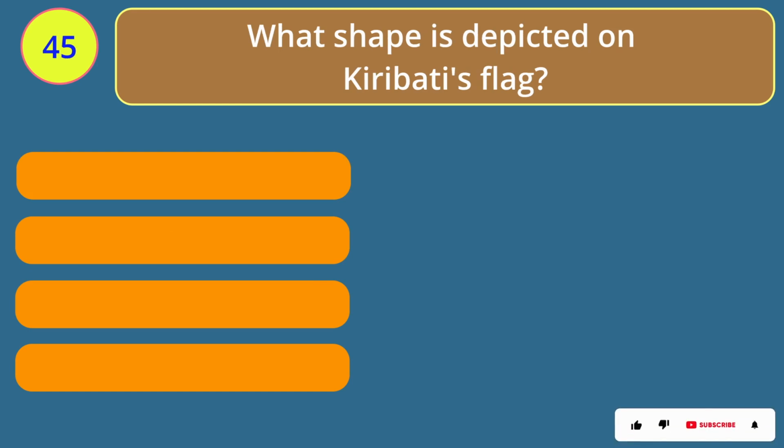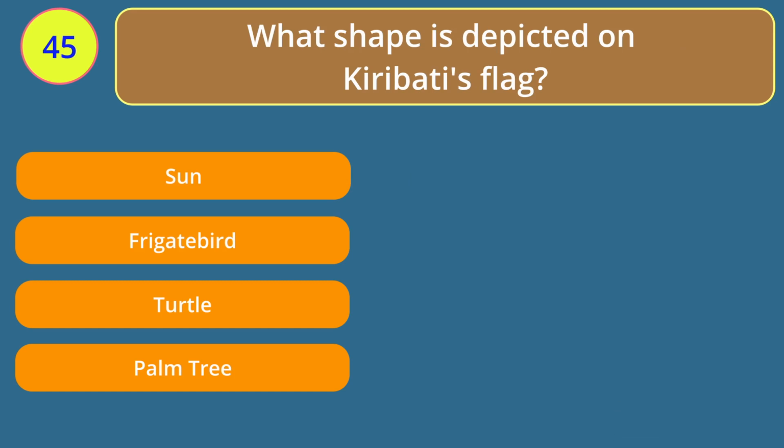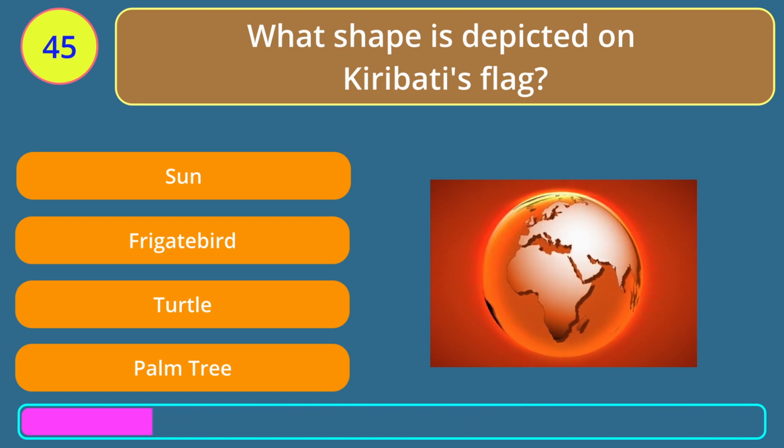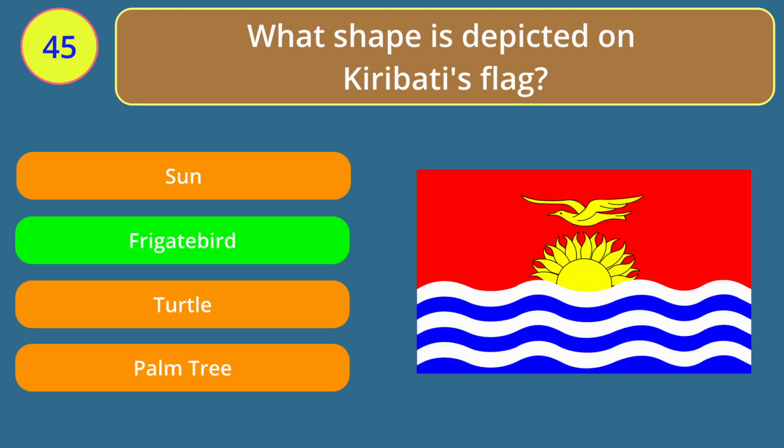What shape is depicted on Kiribati's flag? The four options are sun, frigatebird, turtle, palm tree. The correct answer is frigatebird.